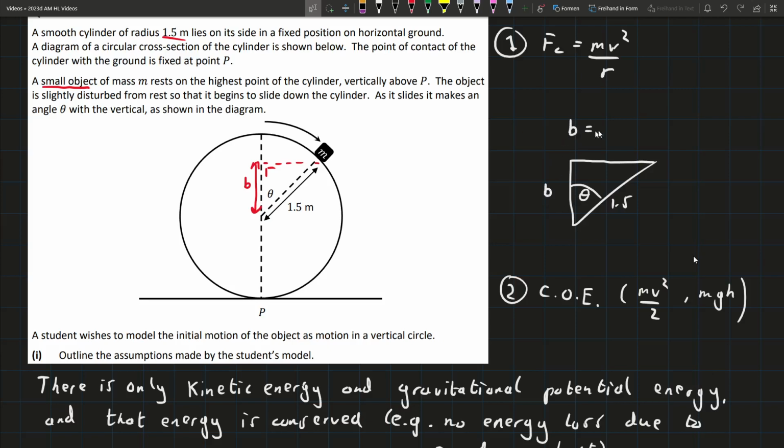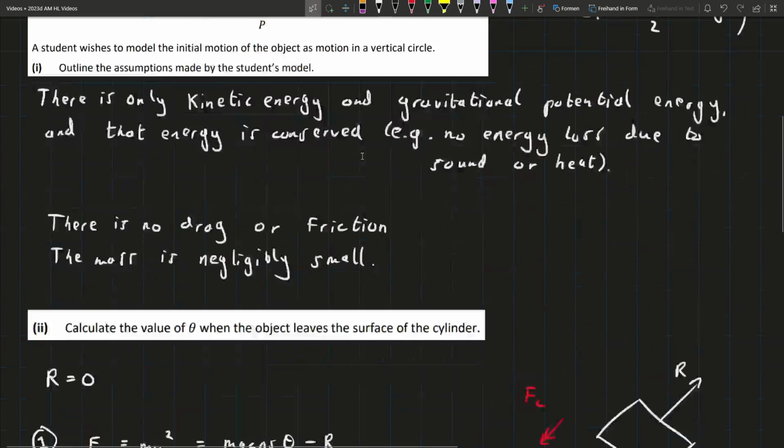So b is going to be 1.5 cos theta when you do the trigonometry, which means this is the vertical height, but then we're also 1.5 meters above the ground. So we have this 1.5, and then we have this b, which depends on whatever theta is. So the total height, h1, is going to be 1.5 plus 1.5 cos theta. And we can just use that down here.